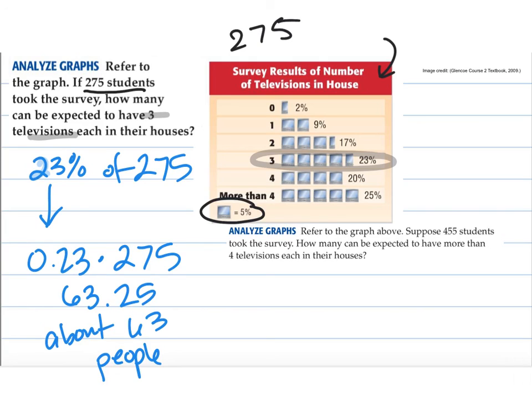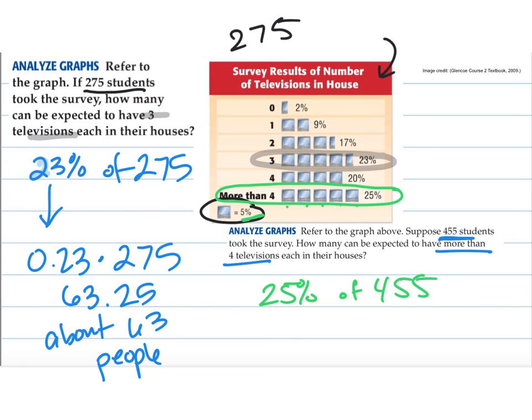Another one, we could suppose 455 students took the survey. How many could we expect to have more than 4 televisions? More than 4 does not include 4, so we want this row of information here. And so it gives us on the side, we have 1, 2, 3, 4, 5. 5 times 5% is 25. So we're looking for 25% of 455. Well, we could say 1/4 of 455.